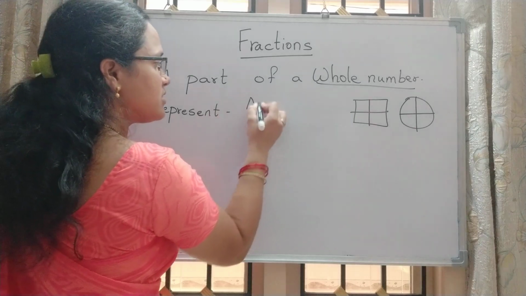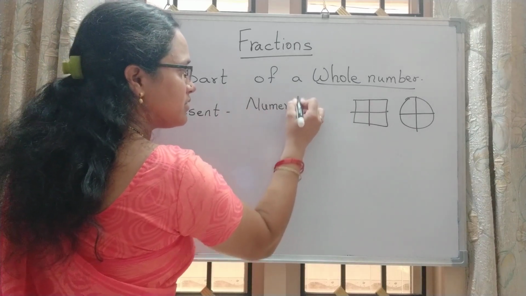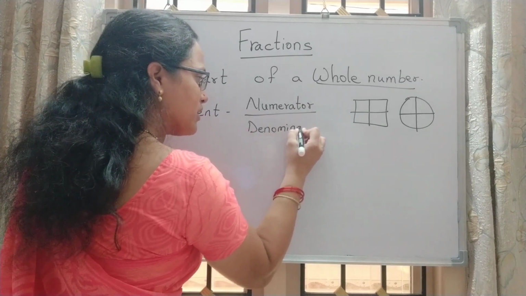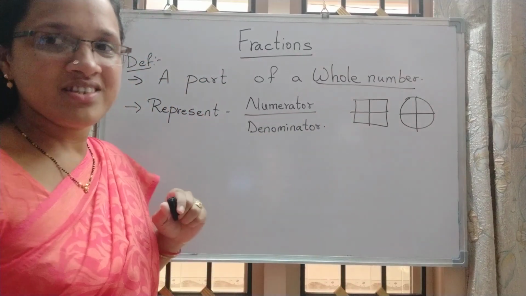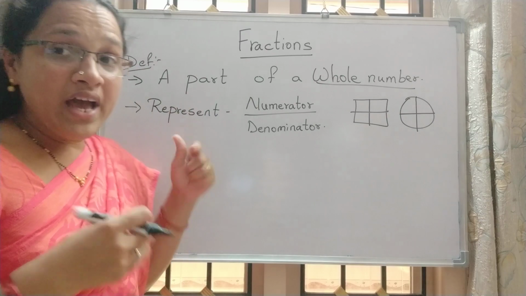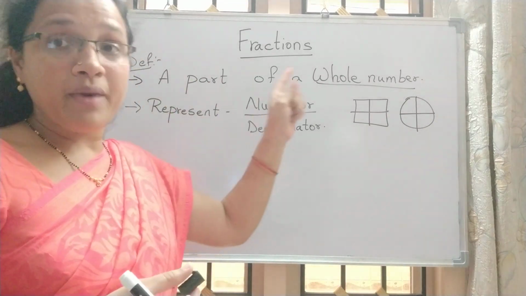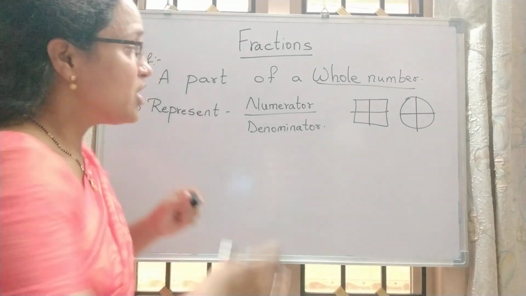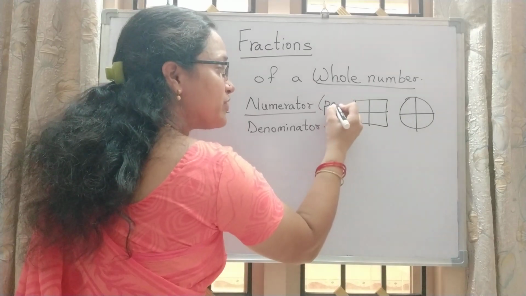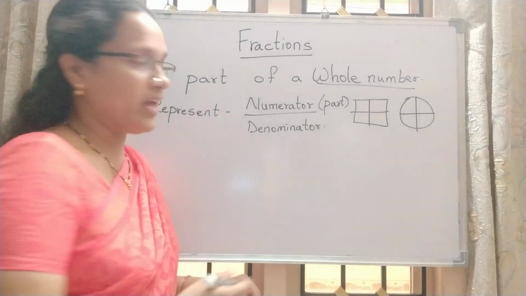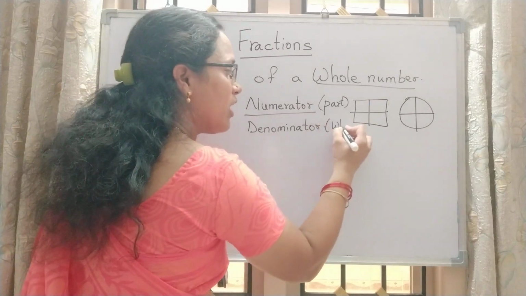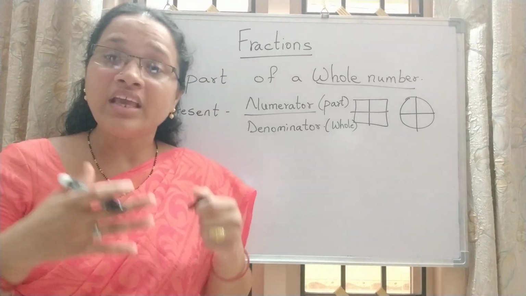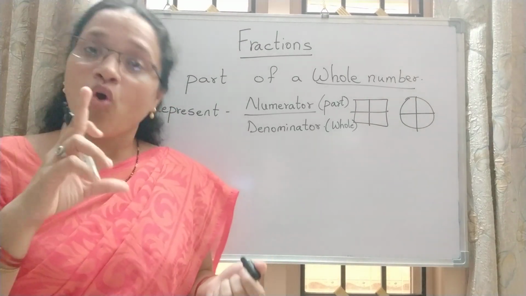Represented as numerator by denominator. Now, you may ask me, you have told the definition as a part of a whole number, but how come its representation is numerator by denominator? Numerator indicates the part of it asked or used, and the denominator is the whole. It tells you into how many equal divisions the whole is divided.